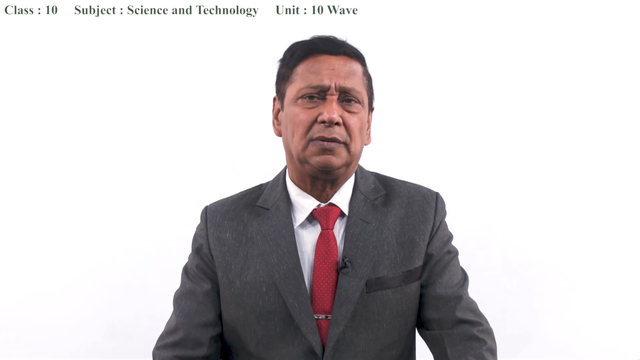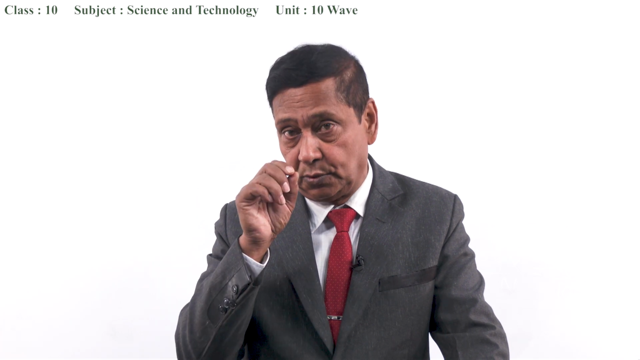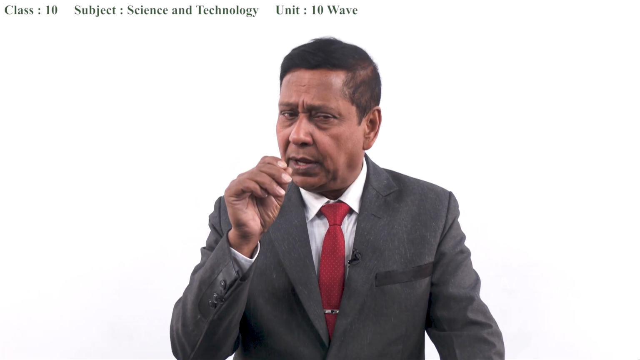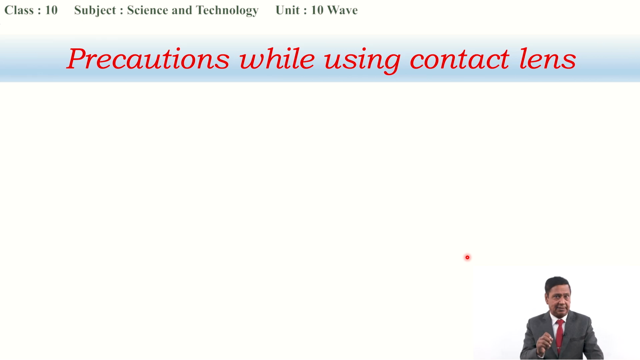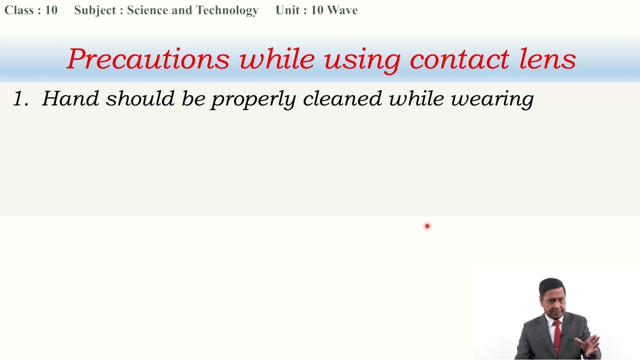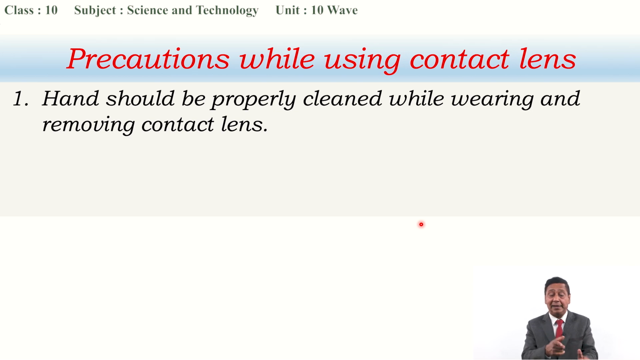Okay, now we have to take care while using this contact lens. That I want to tell you in detail. Precautions while using contact lens. These are the precautions. First, hands should be properly cleaned while wearing and removing contact lens. When we put the contact lens in the eye, and also when we take it out at night, we sleep without this contact lens. Then we have to use our hand.